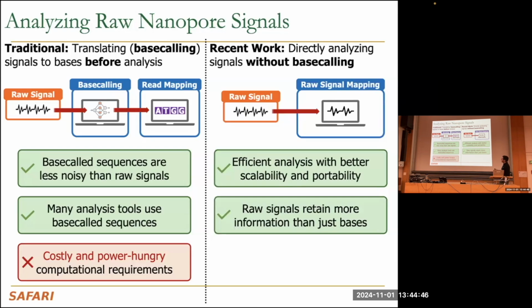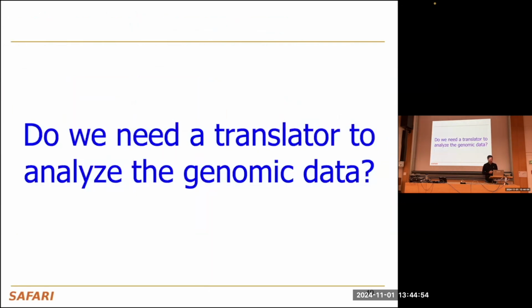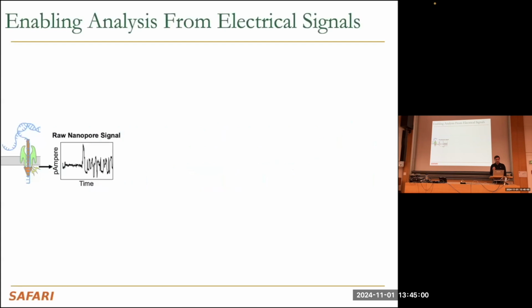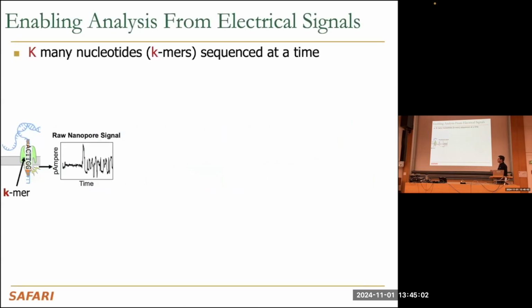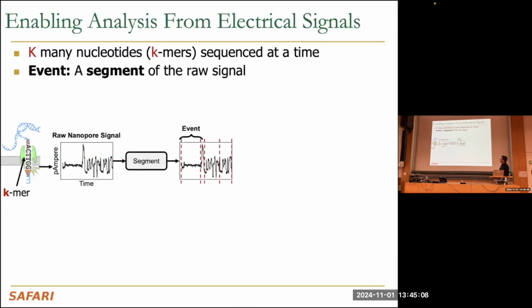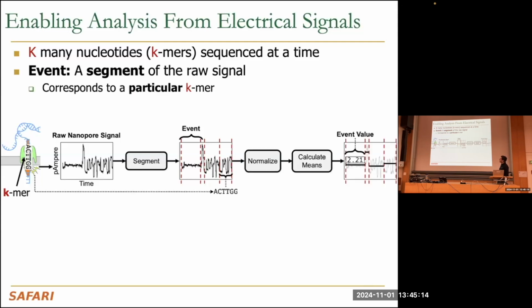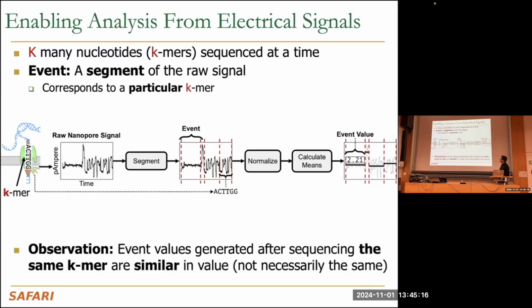And also raw signals retain more information than just individual bases. For example, you can infer the chemical structure of the DNA also from the electrical signal. So then the question is, do we need a translator to analyze the genomic data? And the answer for now is, it depends on the application. But what you can do is process the electrical signal such that you recognize the passing of nucleotides by identifying the abrupt changes in the signal, so that you can assign the values that correspond to sequencing of a certain DNA, and then perform the analysis using these values.